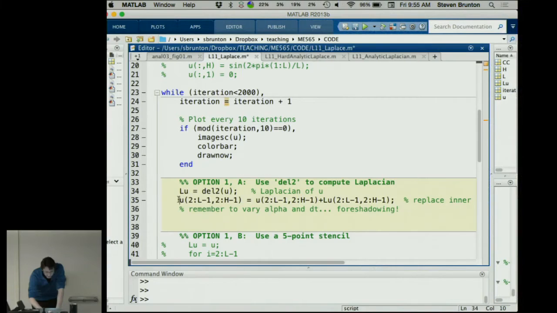And now what I do is I take all of my interior points here in the middle. Let me get a little marker.